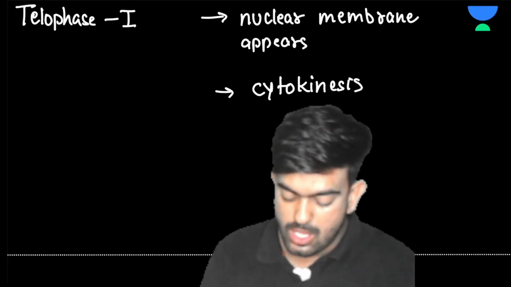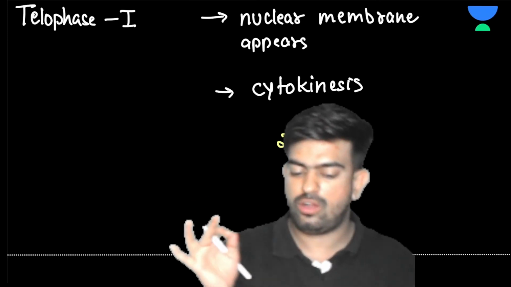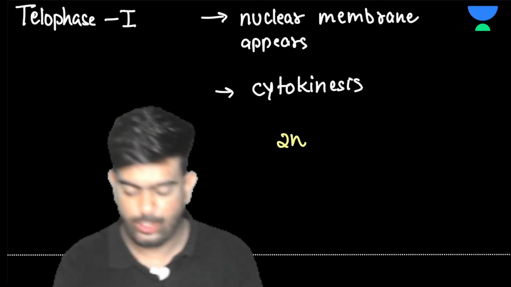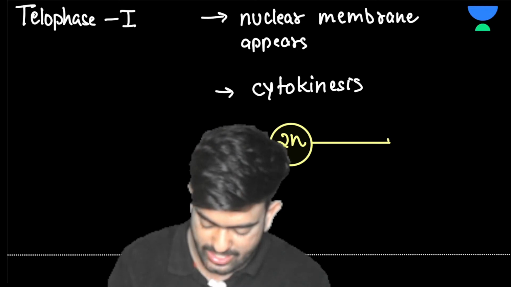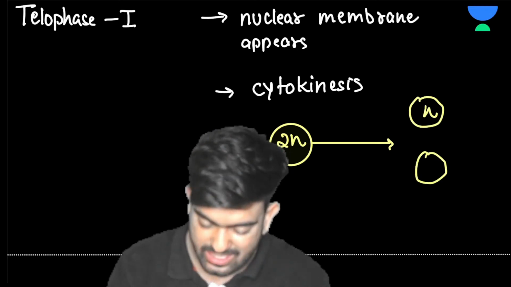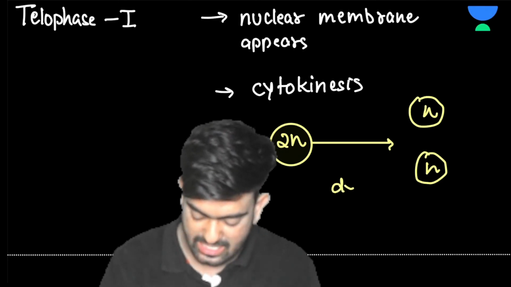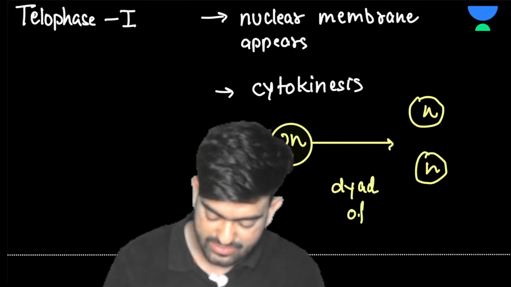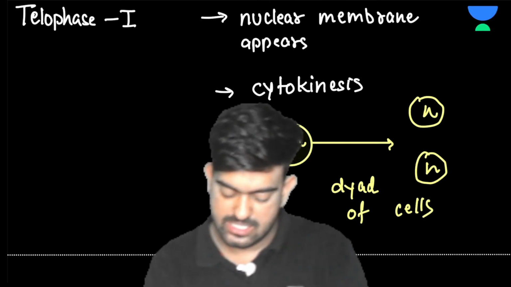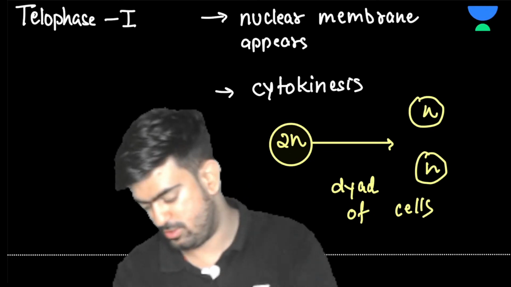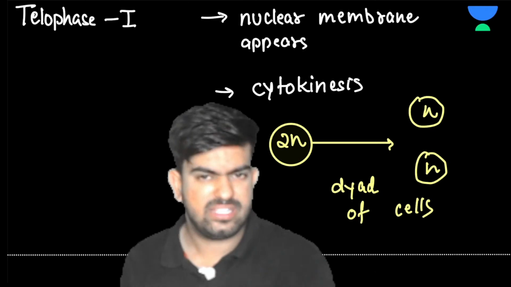Now, what is formed? Basically, here we had 2n. At the start of meiosis 1, we had a 2n cell, right? Now this 2n is converted into 2 daughter cells with n and n chromosomes, half the number of chromosomes, and we say them as a dyad of cells. Is it clear to everyone? That's very good.